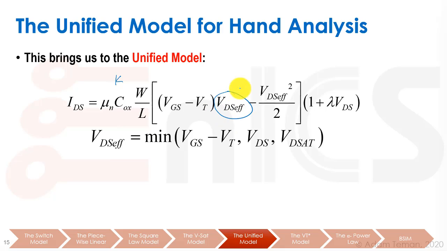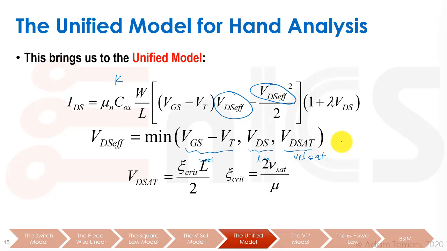And we just have to write a better expression for VDS effective, where instead of just VGS and VT, now we have to take VDSAT into the equation. So it's the minimum of VGS minus VT, VDS, and VDSAT. If VDS is our minimum, then we're in linear. If VGS minus VT is our minimum, we're in saturation. And if VDSAT is, we're in velocity saturation. Okay, so that's our new model, and we just should write that the VDSAT is the critical field times L over 2, and the critical field is equal to 2 vsat over the mobility.